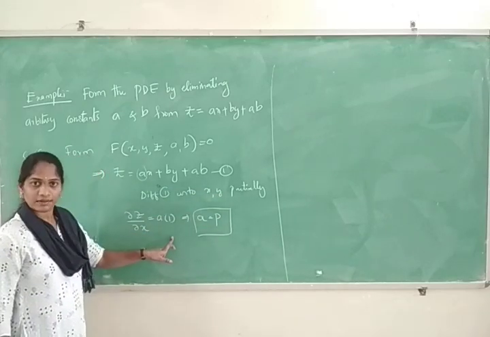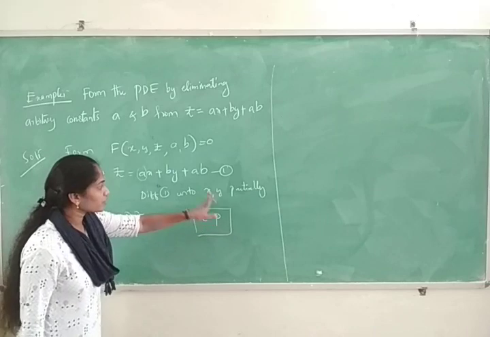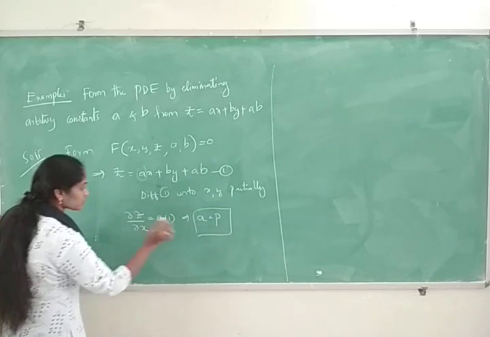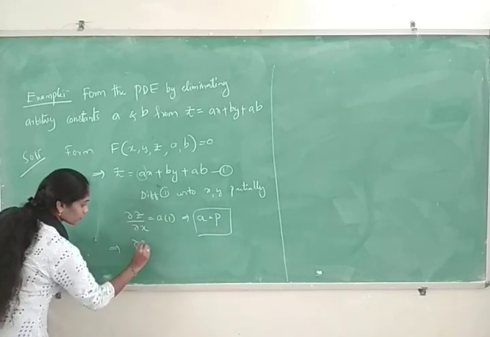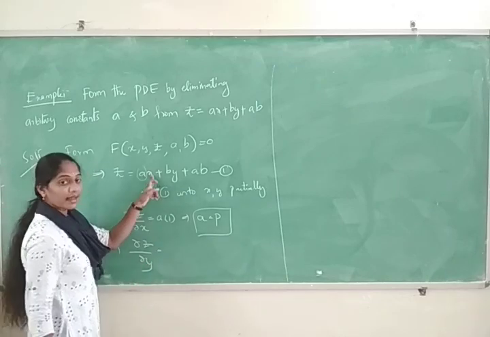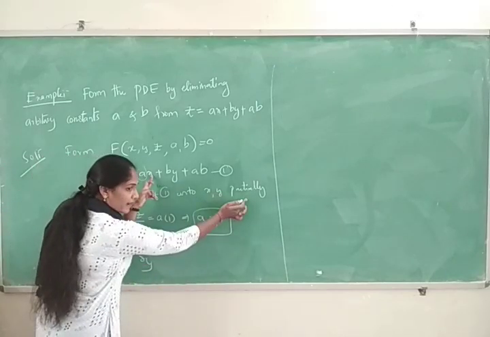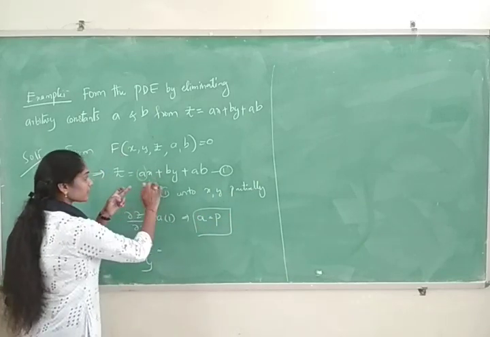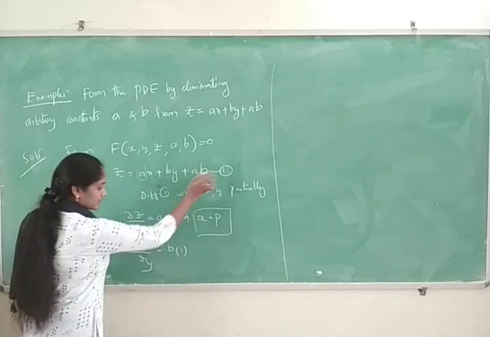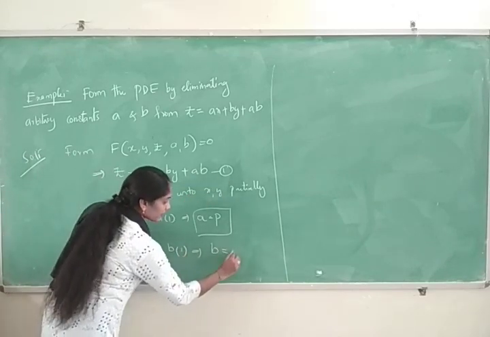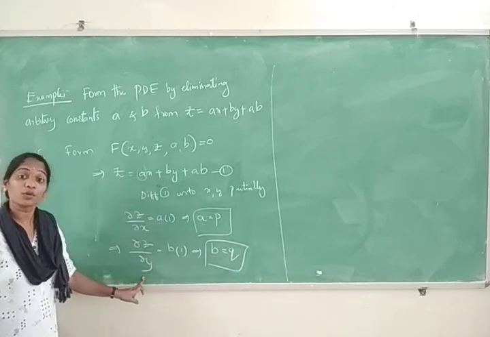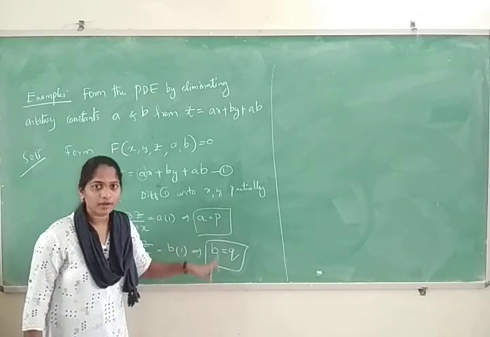Treating x as constant, differentiate with respect to y. Dou z by dou y is b times 1, and ab gives 0. Next, b is equals to q, because dou z by dou y is q. So now you have the a value and the b value.